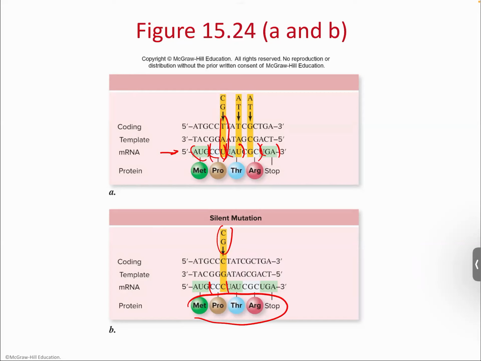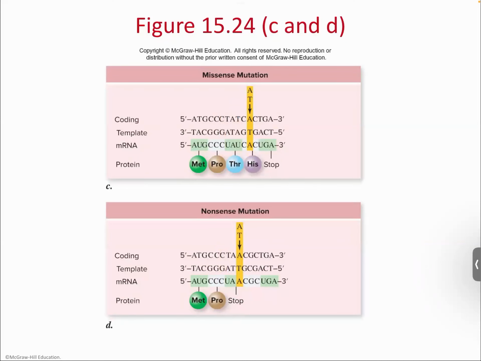It's a silent mutation. Now the next one they're going to work on is an AT switch. So in this case, you're going to be switching this guy right here. And so once you switch that one out, notice instead of arginine, you now get histidine. This is a missense mutation. So you notice you get a change in amino acid. So instead of arginine, that could be a problem, right? If that histidine was critical for your function, then that could be a problem.